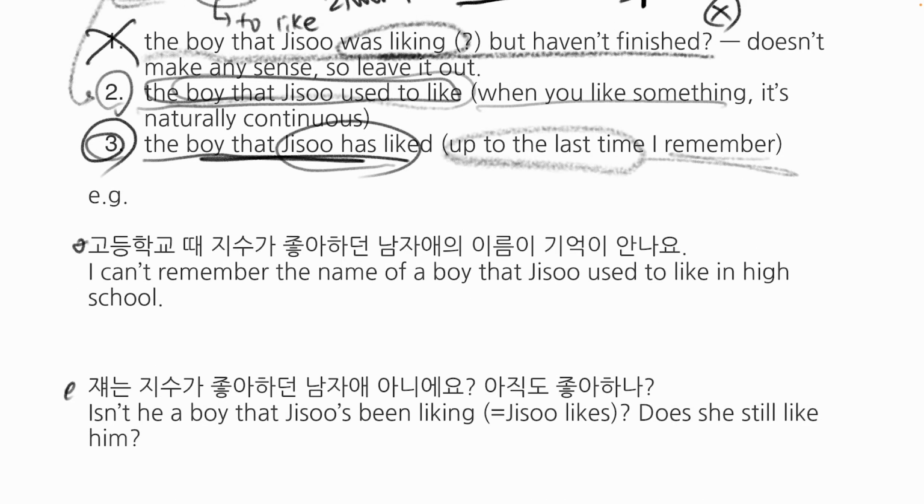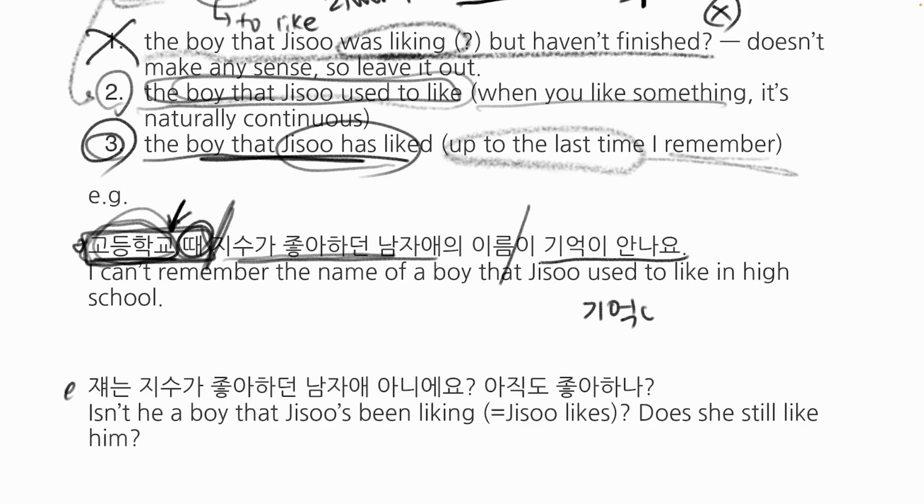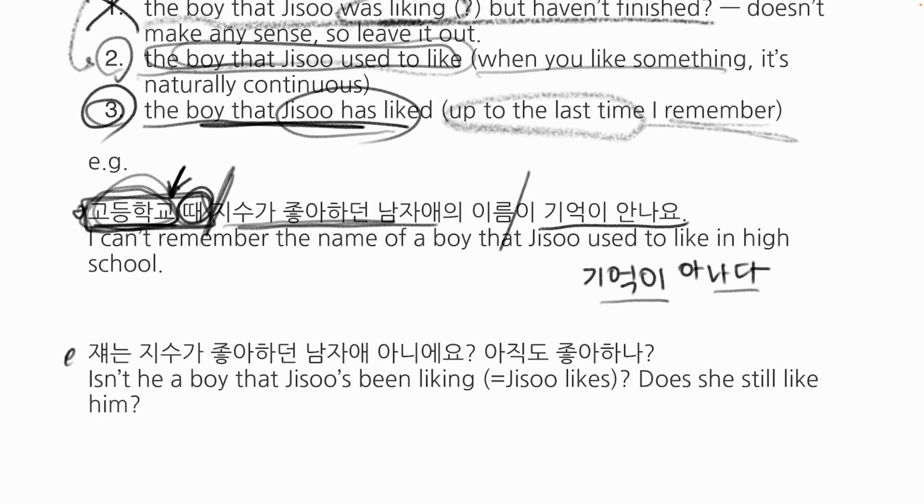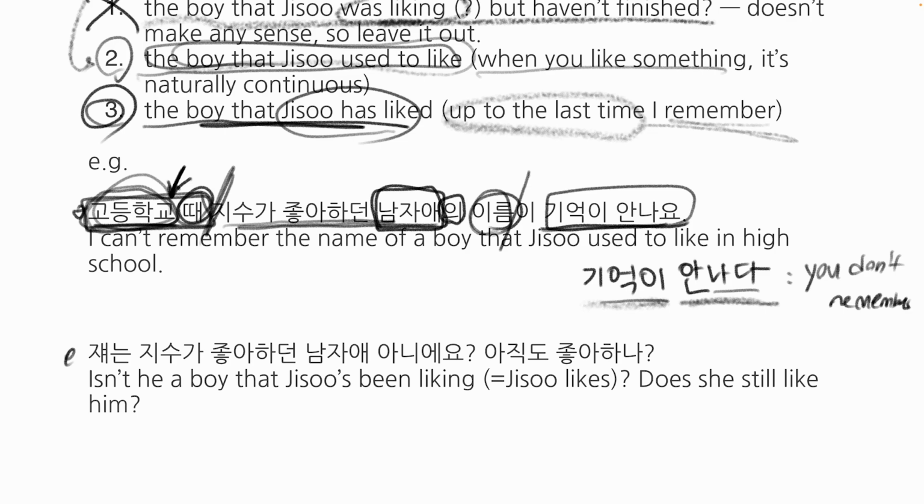So let's look at these two example sentences. 고등학교 때. 고등학교 때 points to a specific time in the past. 고등학교 means high school. So when we were in high school, 지수가 좋아하던 남자애의 이름이 기억이 안 나요. 기억 means memory, and 기억이 나다 means to remember, as in you can remember something. And when you say 기억이 안 나다, it literally means the memory doesn't come up, so you don't remember. 기억이 안 나요. I don't remember the name of the boy that Jisoo liked back in high school. So this 던 likely means the second one, as in used to like, because it points to a specific time in the past.